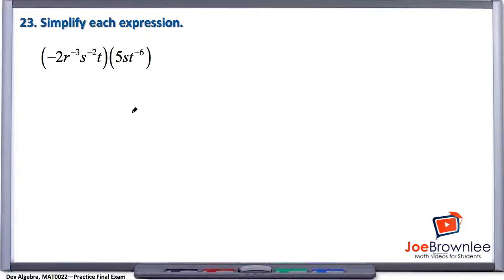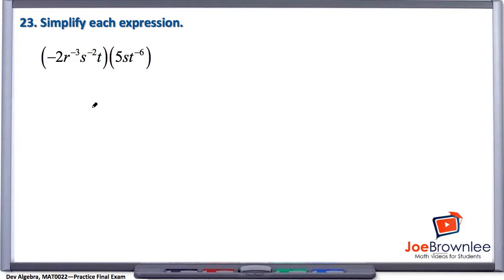All right, number 23, we're told to simplify the expression, and we've been given negative 2r to the negative 3, s to the negative 2, t times 5s t to the negative 6. So in this case, we are multiplying. And while it looks a little overwhelming at first glance, if we break this down step by step, it becomes more manageable.